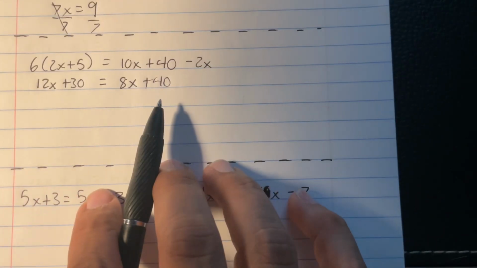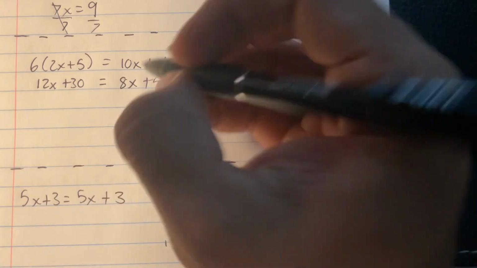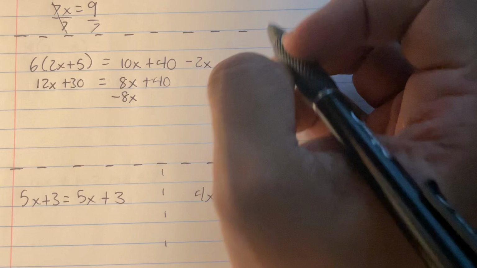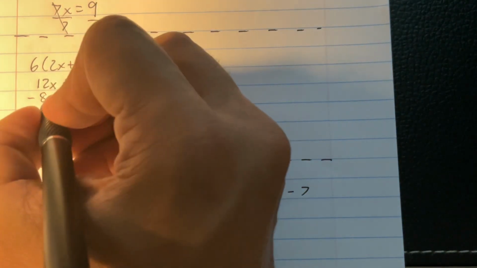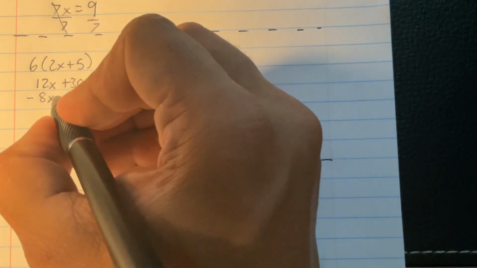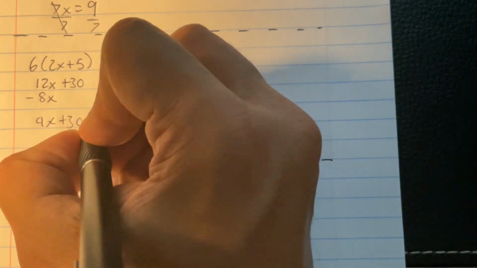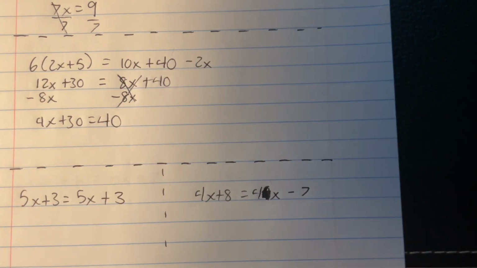Now we can solve it just like we did before. We get rid of the lowest one, so that it ends up being on this side this time. Is it going to be on this side every time? Absolutely not. So the opposite of this one is minus 8x. That makes this all go away. So what's the opposite of that? Is minus 8x. So we got to do it on the opposite side. That leaves us with 4x plus 30 equals 40.